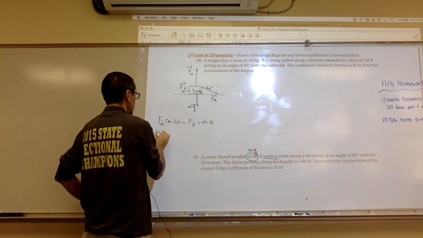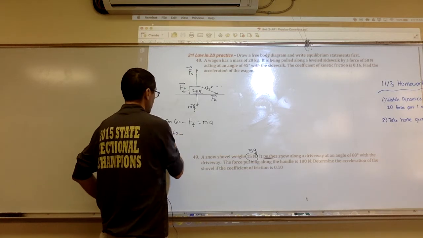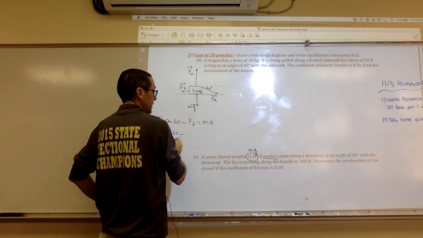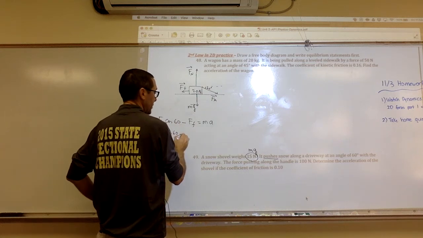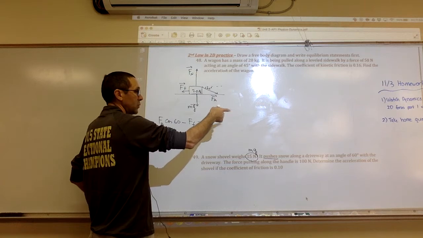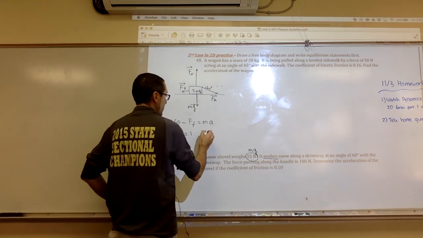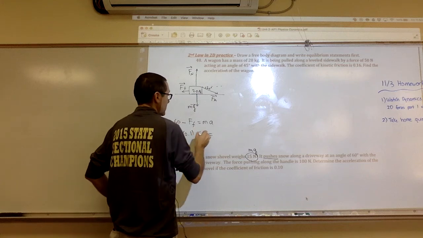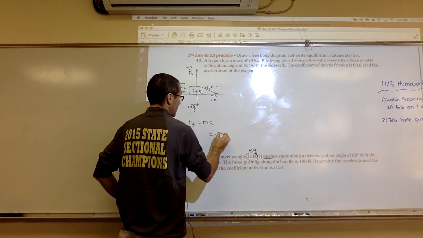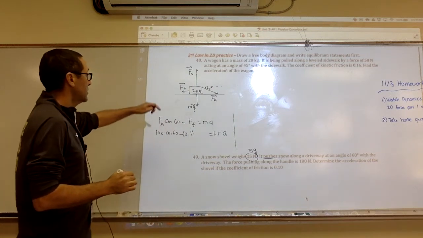So this is going to be 100 cosine of 60 minus... cosine of 60 is half. Now the force of friction I don't have, but I have the coefficient. So which means I have to go to the y statement and get the normal force. The mass is 1.5 times the acceleration. So here's my statement in the y direction.